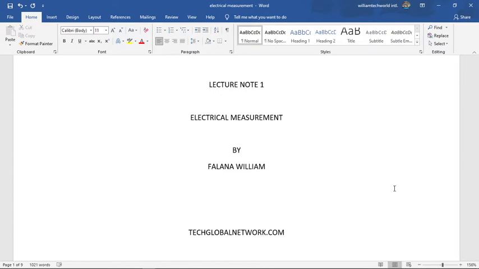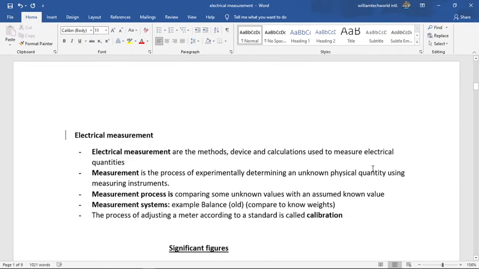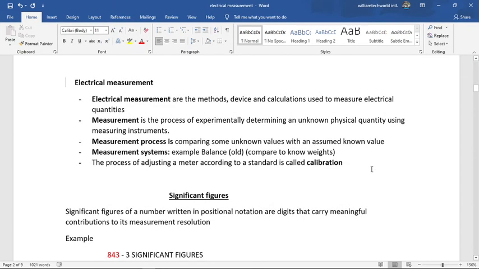We're going to be uploading more content on electrical measurement. Now we're going to start this lecture note 1. We're going to be seeing what is electrical measurement. So electrical measurements are methods, devices, and calculations used to measure electrical quantities.